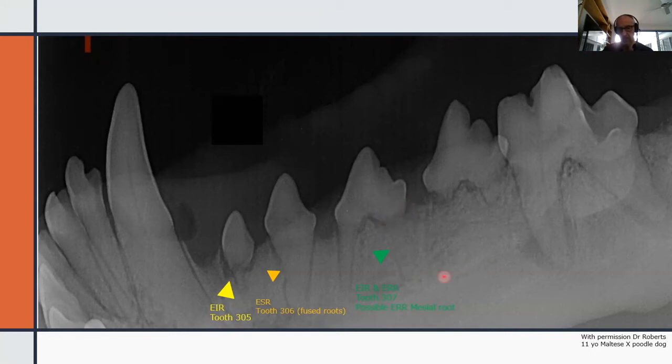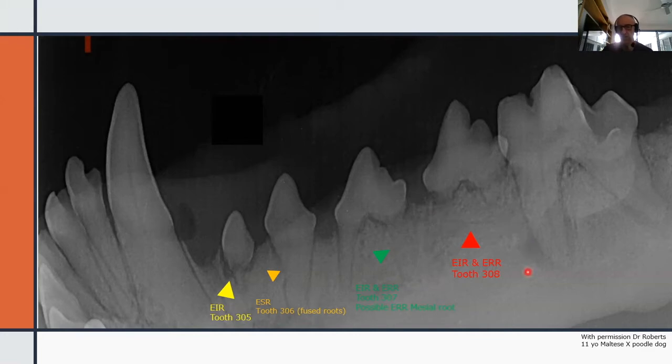When we go to the next tooth, tooth 308, we can see that it's similar to tooth 307. We have a combination of external replacement resorption and also inflammatory resorption here at the cervical area of the tooth, but you can see it's more advanced than tooth 307, where there's nearly complete replacement of the roots by bone.